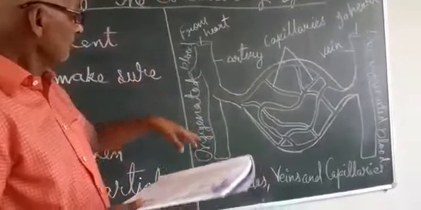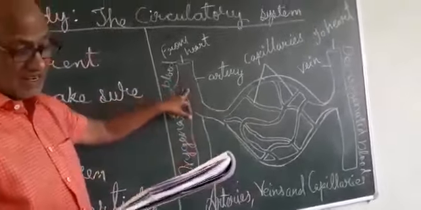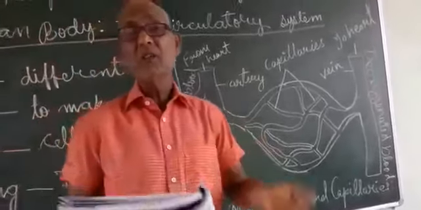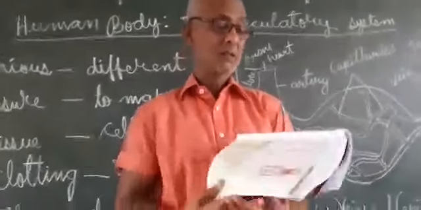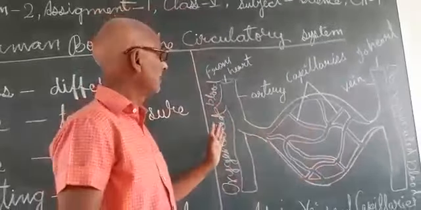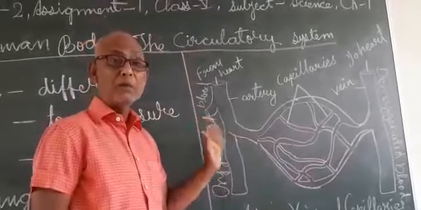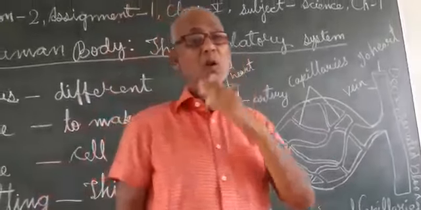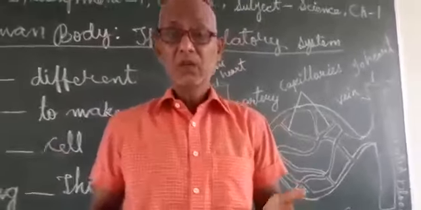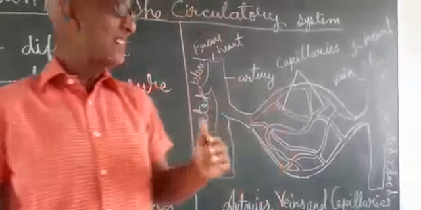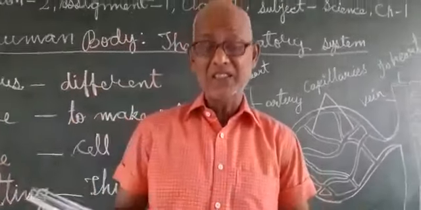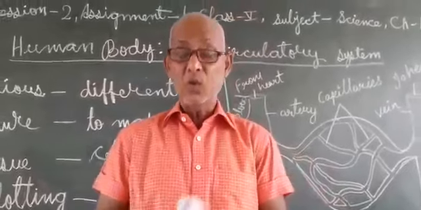This artery has thick and elastic walls, because when the heart pumps the blood through the whole body, it pumps with great force. So it has a thick wall, and it is thick and elastic.